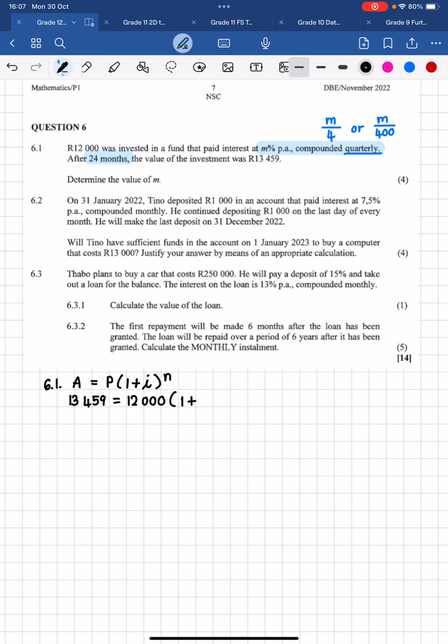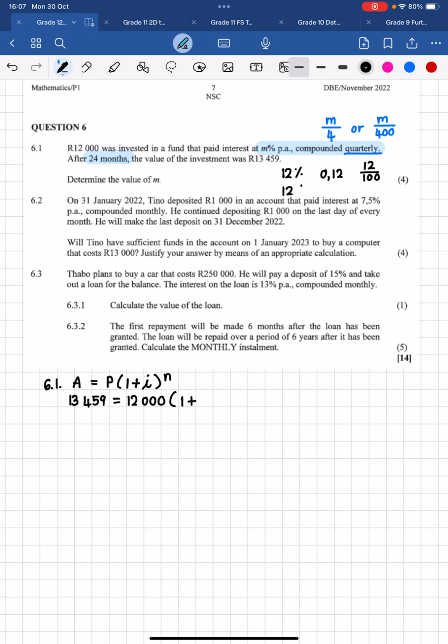1 plus, now this is where we're going to either have to write down M over 4 or M over 400. So Jamie Lee was asking here how I got to 400 here. Yes, I did multiply by 100. So if you are told that it's maybe 12%, right? You can decide whether you want to write this as 0.12 or 12 over 100. All right, I think we're all fine with that.